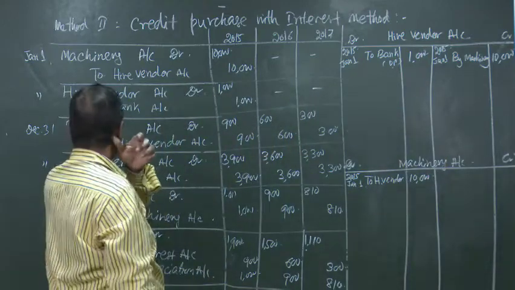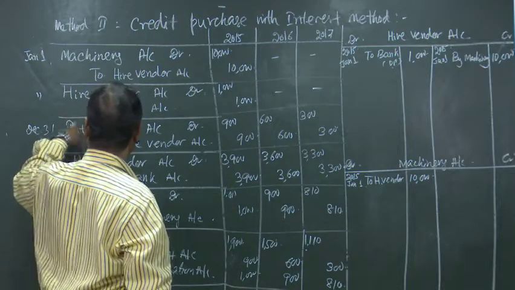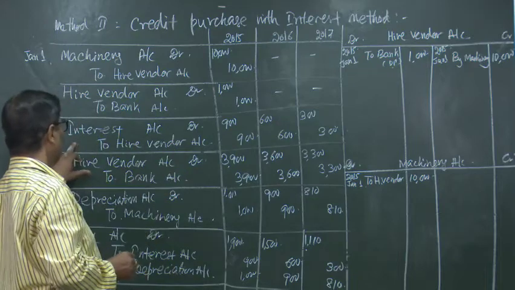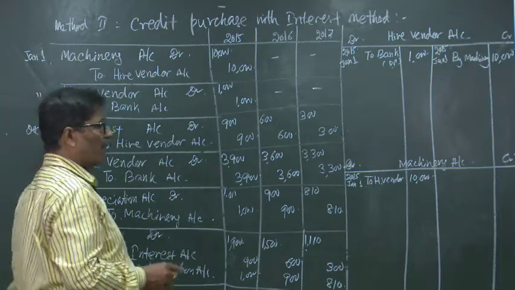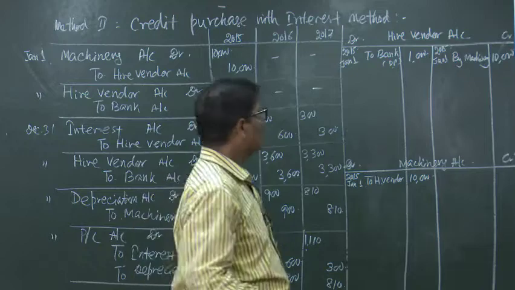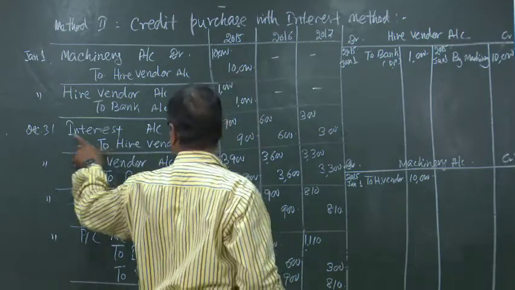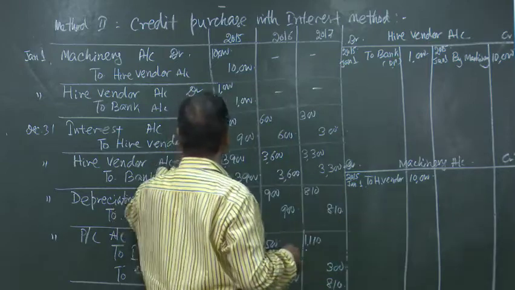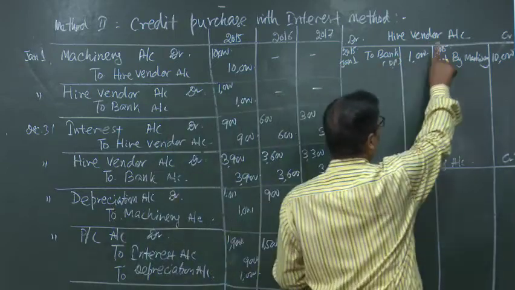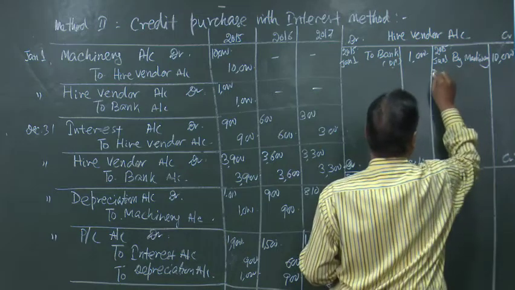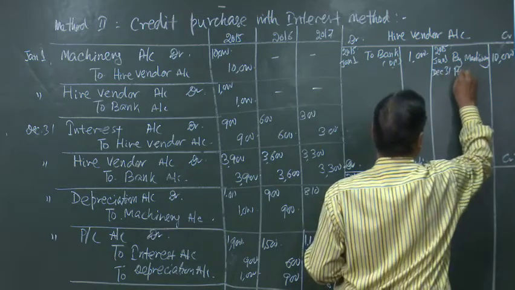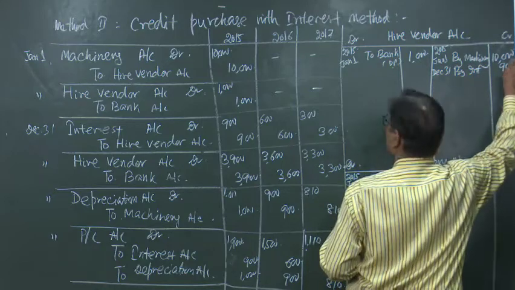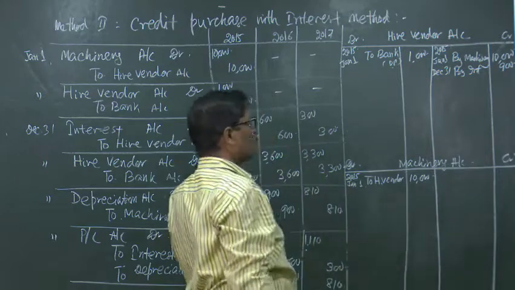Then let us come to this entry. Bank account we are not maintaining, only hire vendor account posting we have already made. Interest account debited to hire vendor. Interest account also we are not maintaining, so only hire vendor account. So, on December 31st, hire vendor account is getting credited by interest account 900. So, this posting is over.